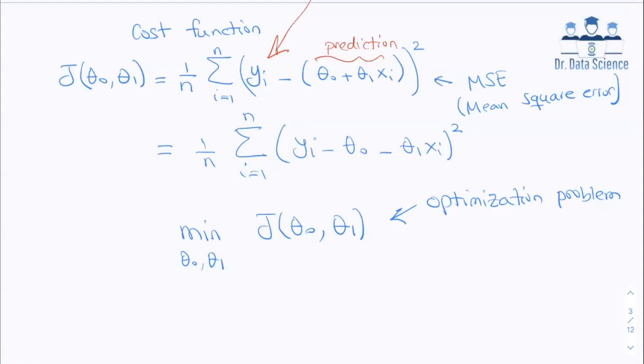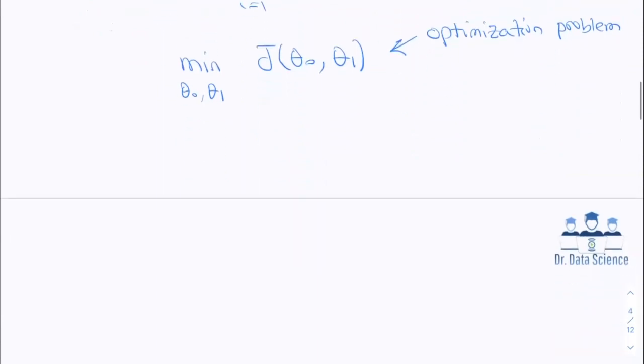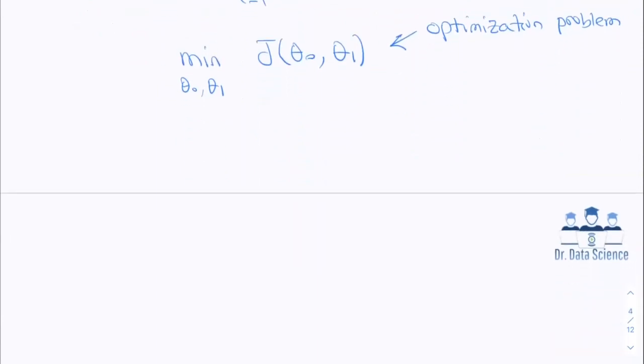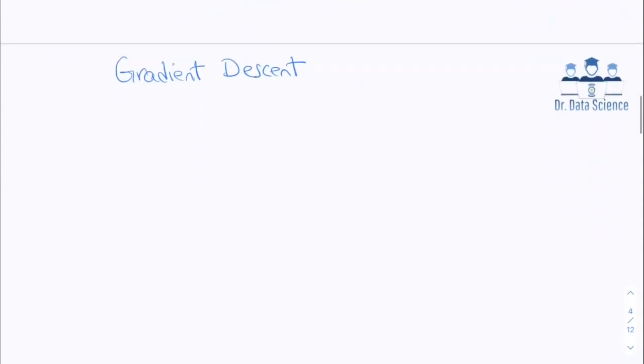We have theta 0 and theta 1. So let's first talk about the case that you only have one variable, and then I discuss how you can solve this problem. And also here, I talk about the basics of this method called gradient descent, which is the main topic of this video.